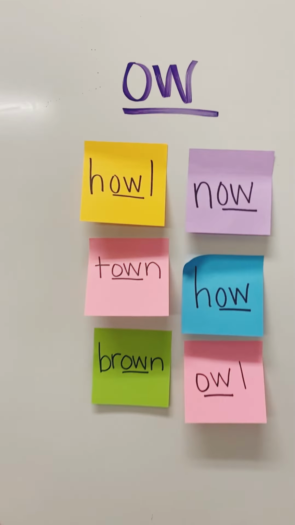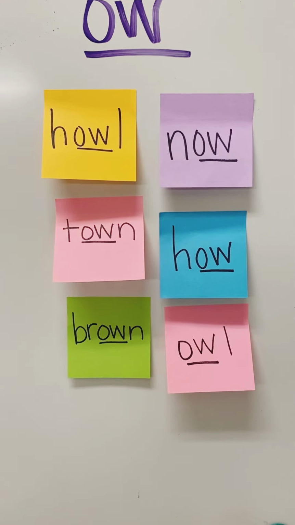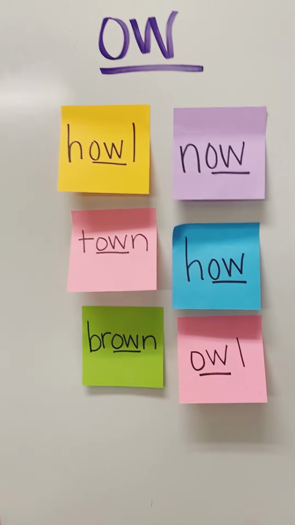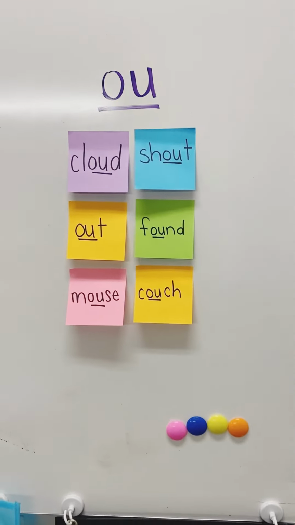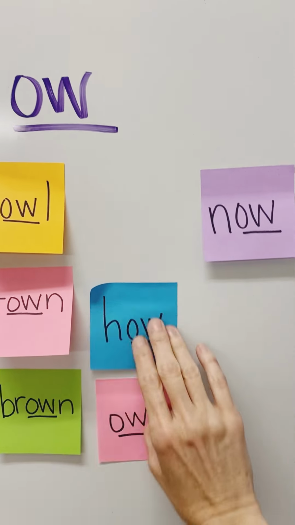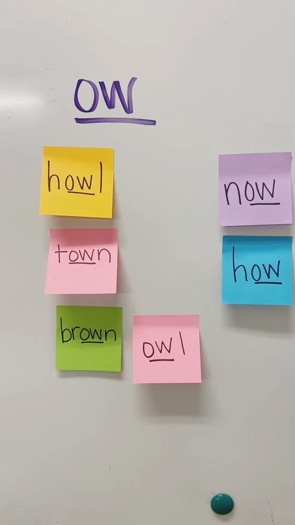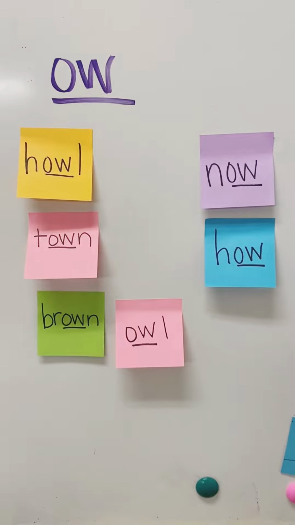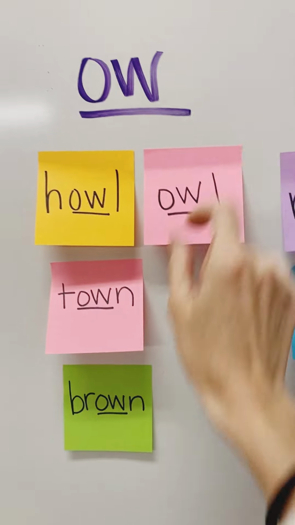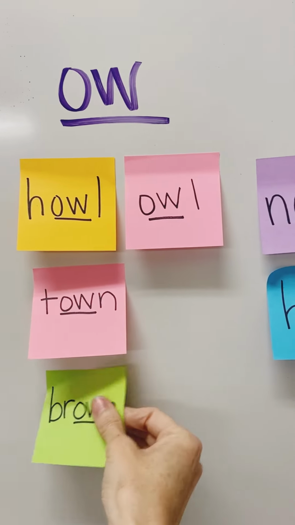All right, let's take a look at OW. Where can you find OW? Well, it looks like we can find it at the beginning, we can find it in the middle, and we can find it at the end. Okay, so this is good because we had no OU at the end. So let's go ahead and just put those together to remind us that when we hear ow at the end, we're going to use OW. So now, do we see any other patterns? Anything about, let's look at the letter after. So now we're noticing that with OW, if there's an L after or an N after.